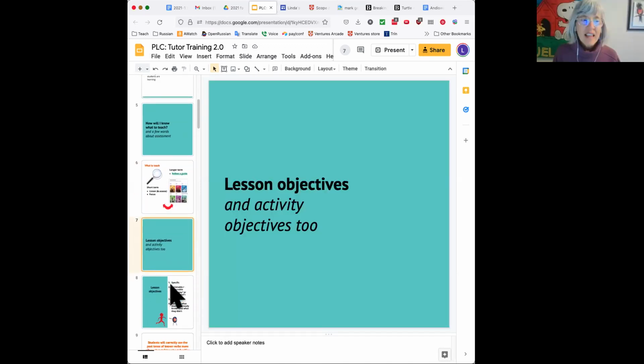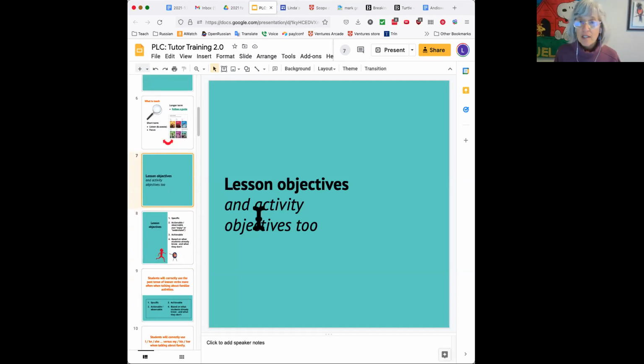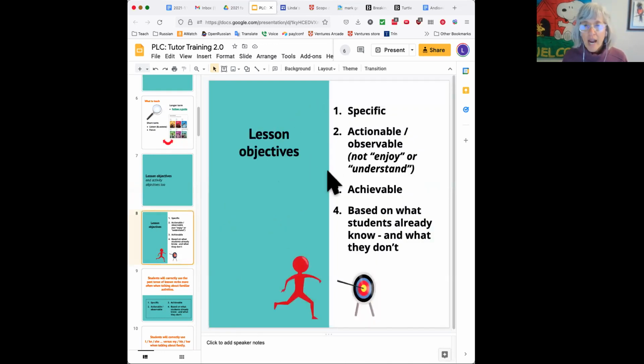All right. Lesson objectives and activity objectives too. This is something that also the students don't see generally. Sometimes in higher levels, I would say, we're going to study this and this is why, but in lower levels, certainly not. Four guidelines for setting objectives. They should be specific. Now we're going to look at some objectives and decide whether we think they fit these criteria or not. They should be actionable or observable. So enjoy and understand are not actionable, observable results.